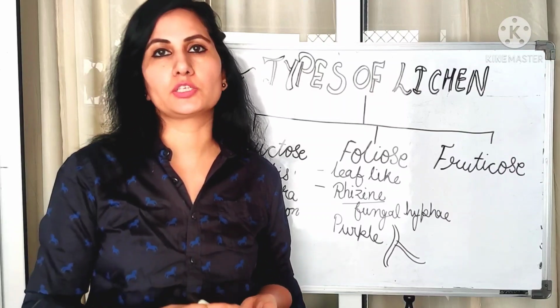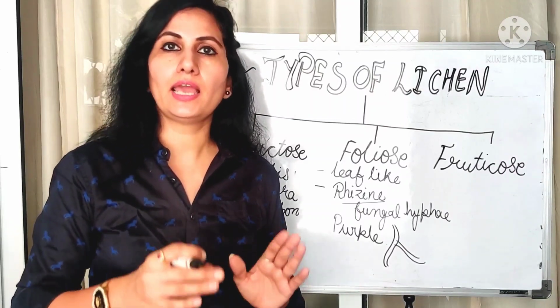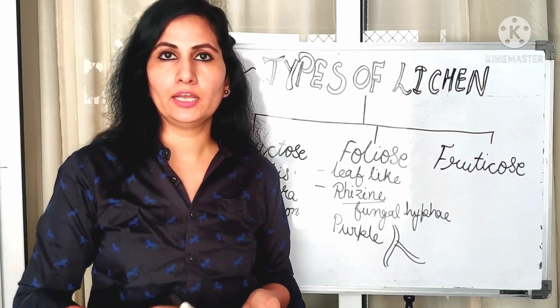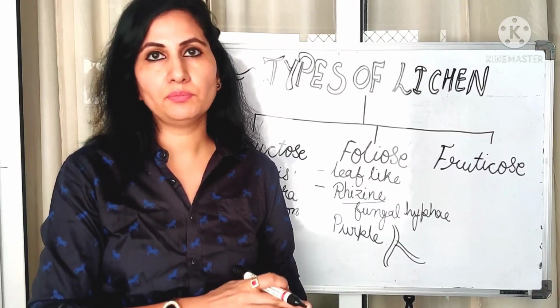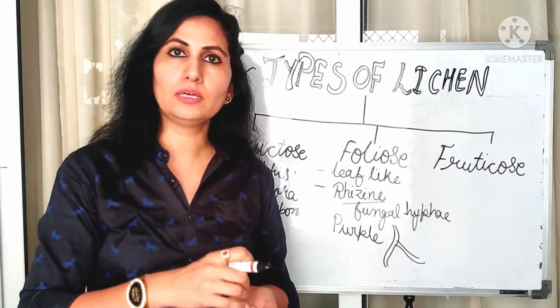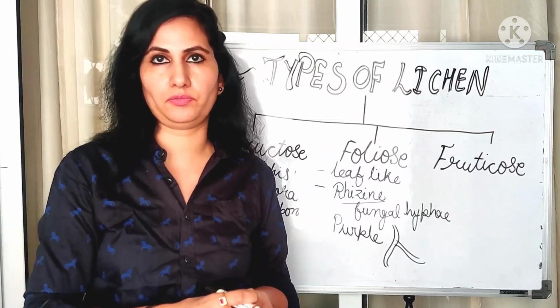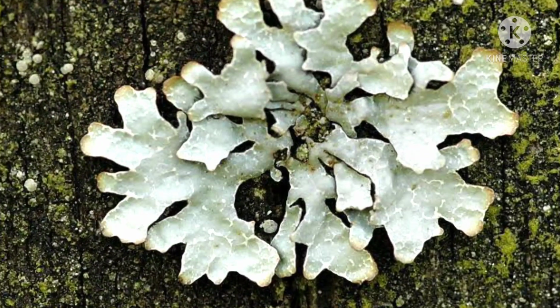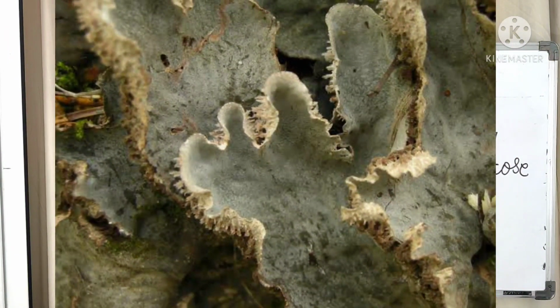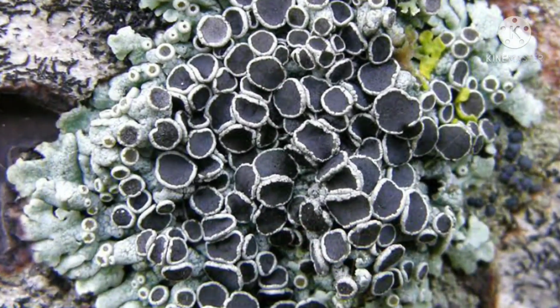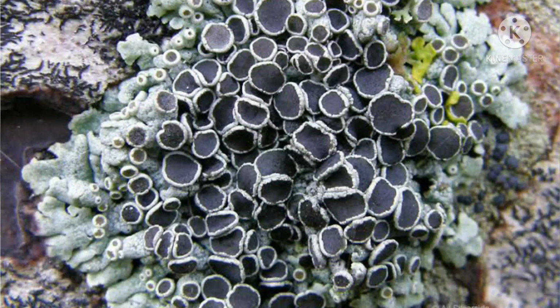Now what is the function of rhizine? Rhizine help the foliose lichen to attach to the substratum, as well as help them absorb water and minerals from the land surface. Examples of foliose lichen are Parmelia, Peltigera and Physcia.